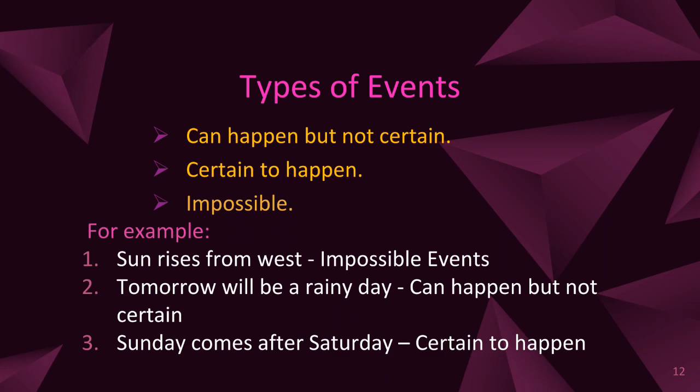I repeat, sun rises from west. We know it already. Sun rises from east. So, it is an impossible event. Tomorrow will be a rainy day. Maybe it will be a rainy day, but we cannot tell it confirmed. So, it is can happen but not certain event. Third one, Sunday comes after Saturday. Everyone knows it. So, it's a certain to happen event.